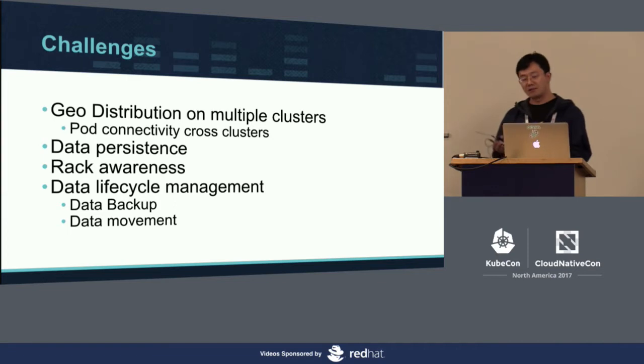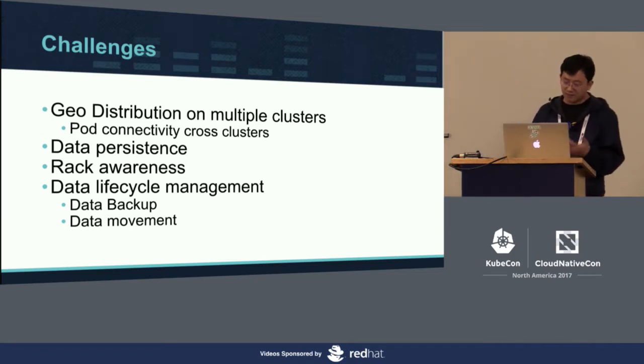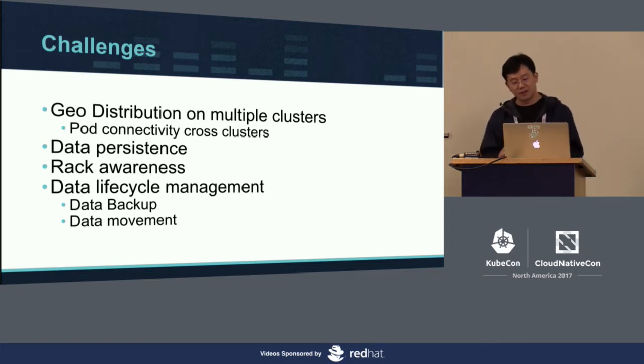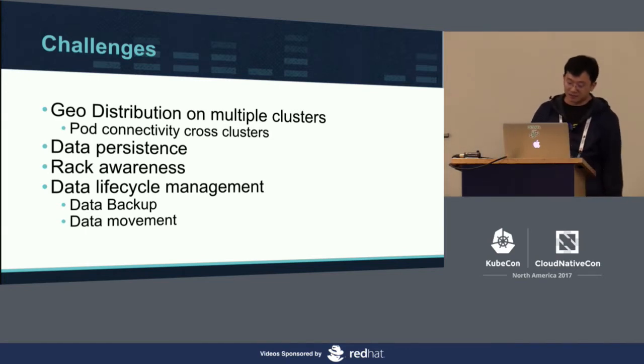Once we deploy on multiple clusters, we know Kubernetes has its own internal network. Inside it can have good connectivity. But if you cross multiple clusters, like I have a database that has three copies on two data centers, it wants to do some real-time replication. So the second issue is how we enable network connectivity between the database engines on different clusters. That's the second problem, on the network side.